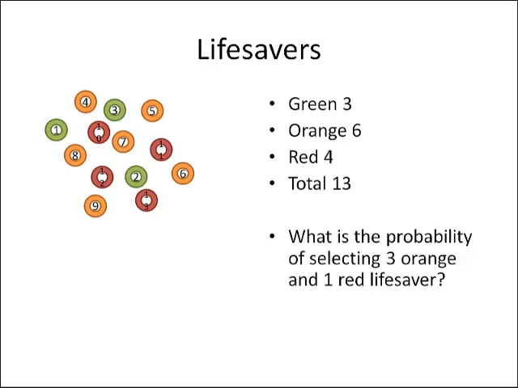And I've gone ahead and put numbers on each one of the lifesavers so we can be sure to keep track of the fact that there are 13 different lifesavers that we're dealing with, okay? And the question we want to answer is, what is the probability of selecting 3 orange and 1 red lifesaver?